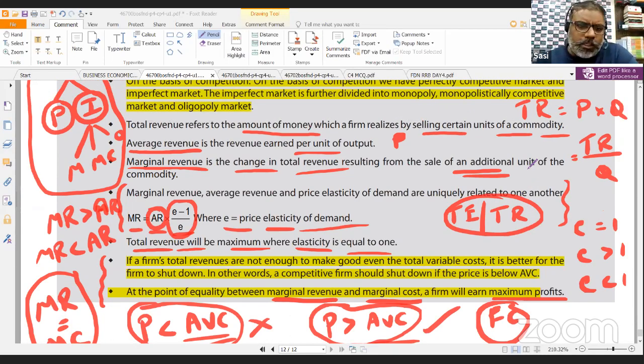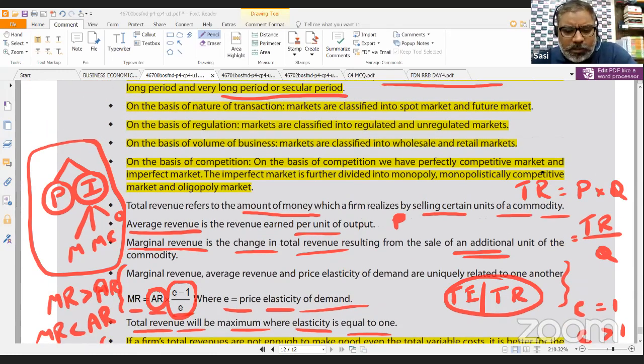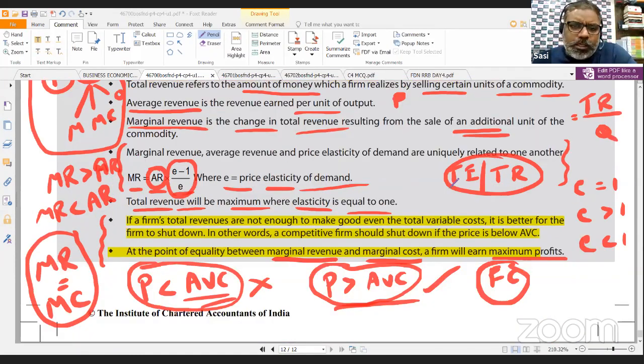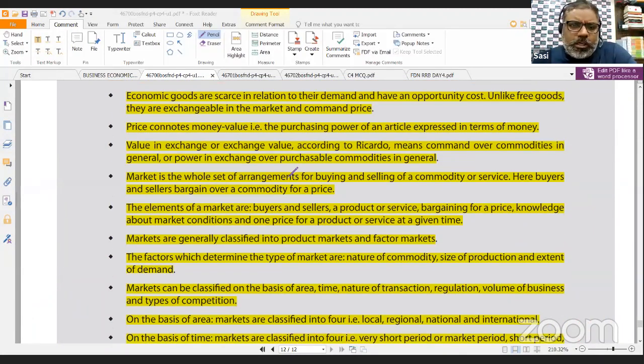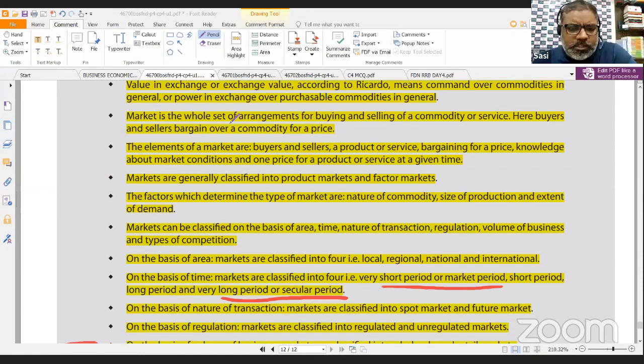And another very crucial thing in this chapter is marginal revenue is equal to average revenue into (E minus 1) divided by E. What is total revenue? What is average revenue? What is marginal revenue? Are also part of this particular unit. These are the concepts of revenue which are discussed here. In addition to that, some general information and knowledge about what is a market, what are the classifications of the market, different types of markets are also discussed here. That was unit 1 of chapter 4.